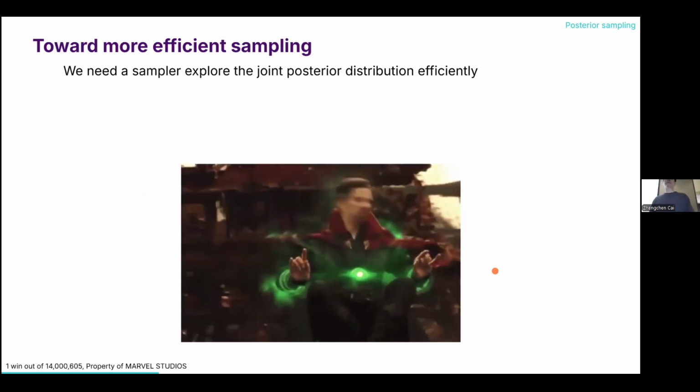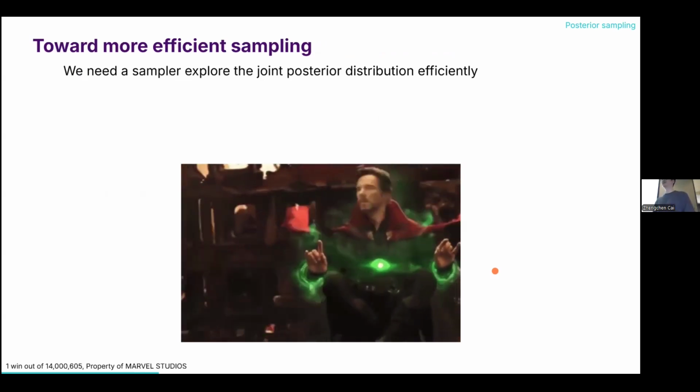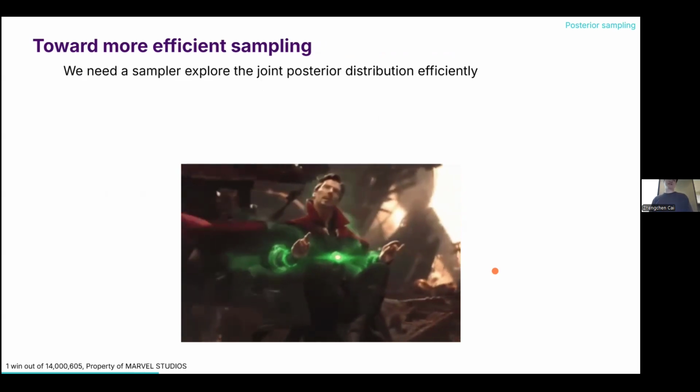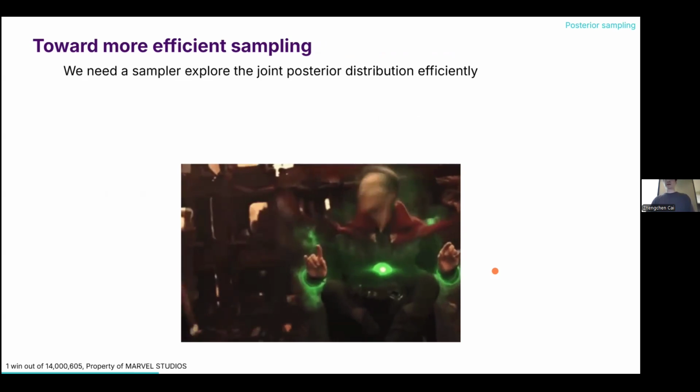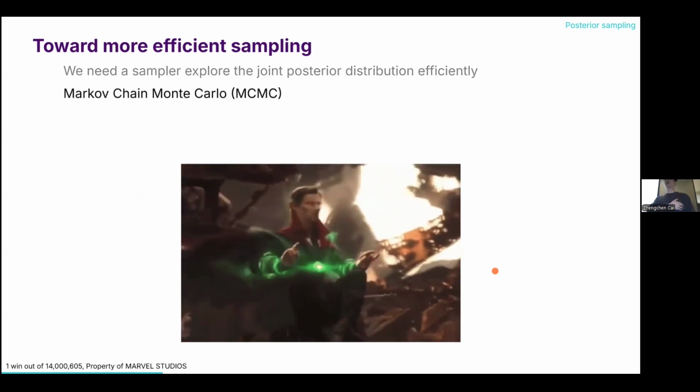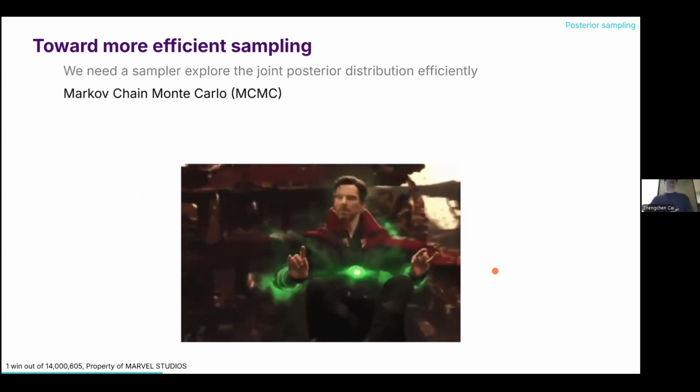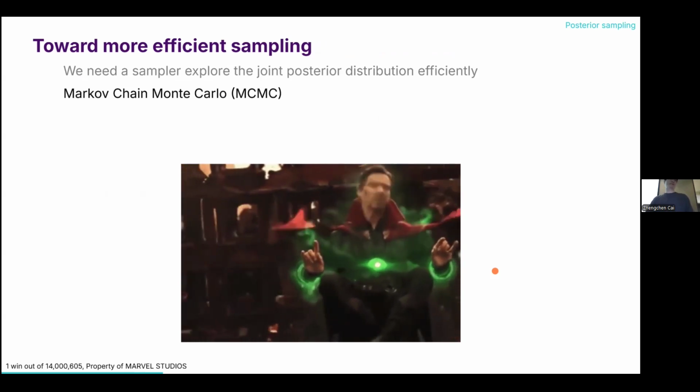So we want a multiplier, like Dr. Strange. He can calculate in seconds. There is 1 out of 14 million chance, right? So what is this sampler? It's called Markov chain Monte Carlo. It's an algorithm. I can explain it to you with a simple example.